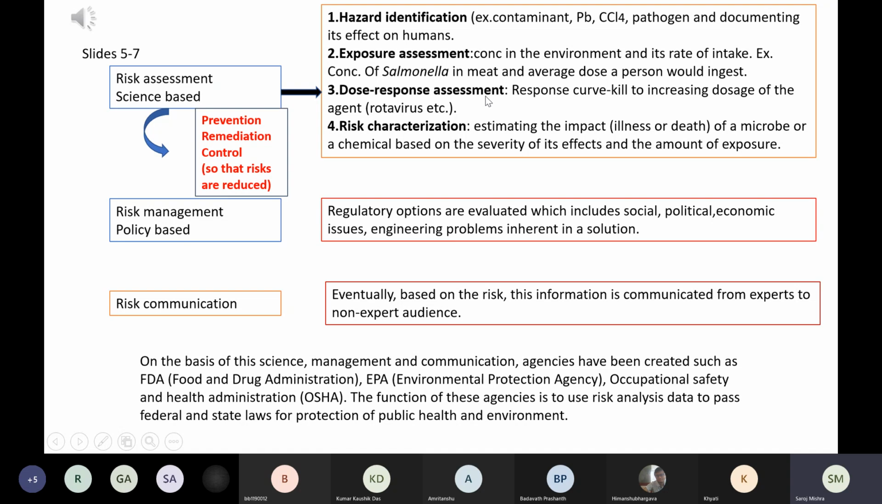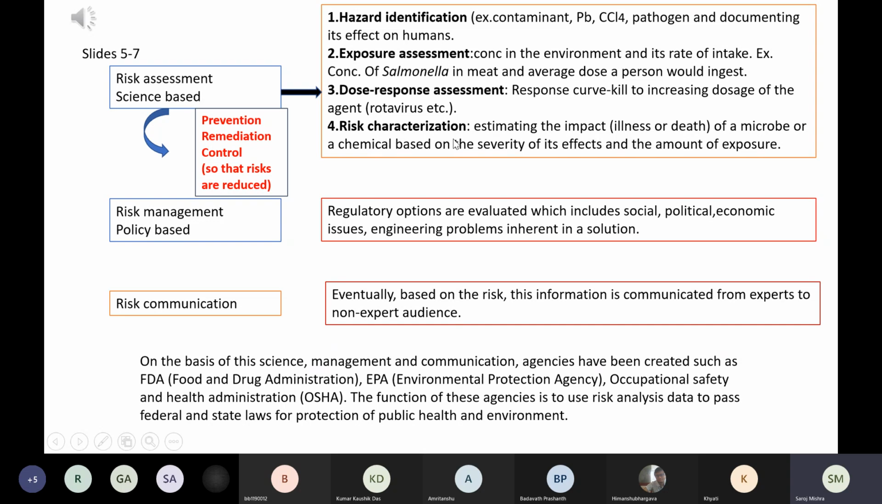Okay, this you already know, that if somebody is exposed to 4 parts per billion or 10 parts per billion or 15 parts per billion, what is the dose? So for the dose response curve, you need to develop it for that particular hazard which you have identified, and how much exposure you already know. Then you need to develop a dose response curve, and finally what is called risk characterization, which is estimating the impact, illness or the death, because of a microbe or a chemical, based on the severity of the effect and the amount of exposure.